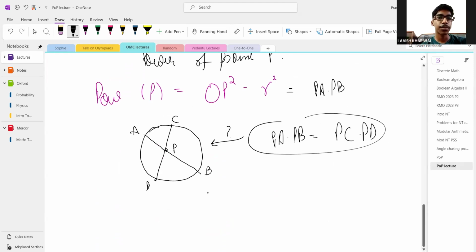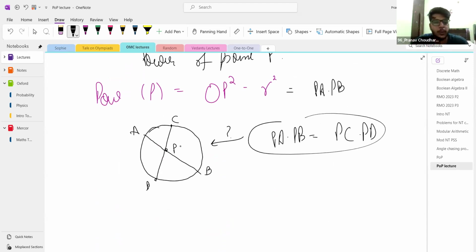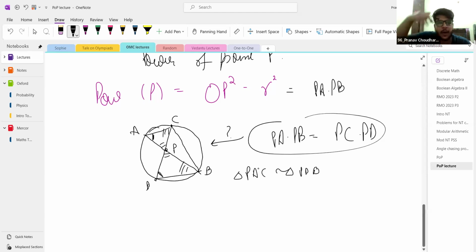Yeah, because triangles PAC and PDB are similar. Right. So notice that this angle is subtended by the arc BC, and is equal to this angle. And these two angles are equal. Similarly, these angles are also equal. So we get triangle PAC similar to triangle PDB, just like earlier. So we have all that same thing. If you take a line passing through the center here as well, you'll get the same result. Power of P is equal to OP square minus r square.